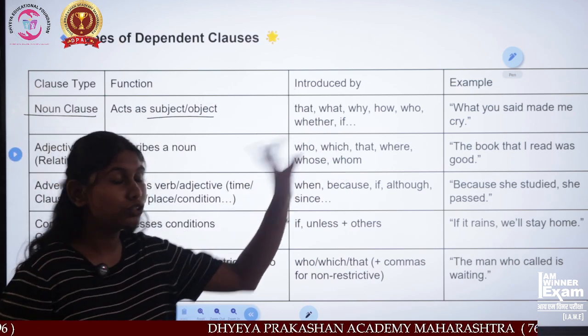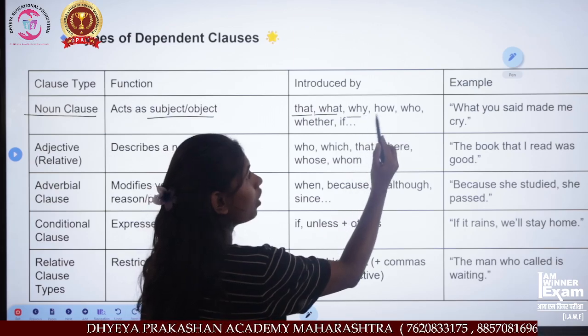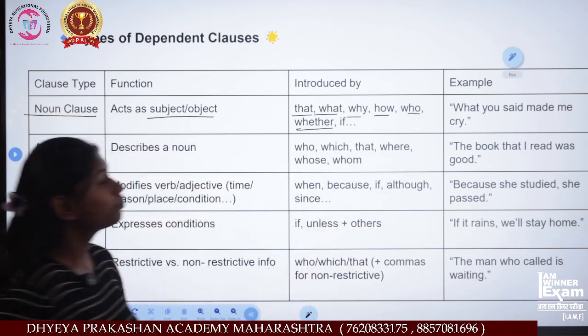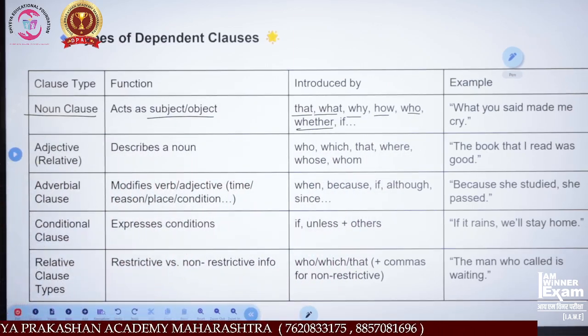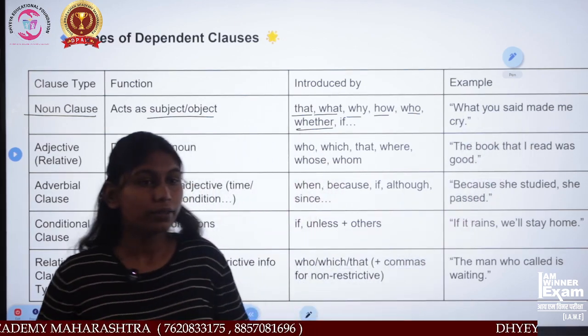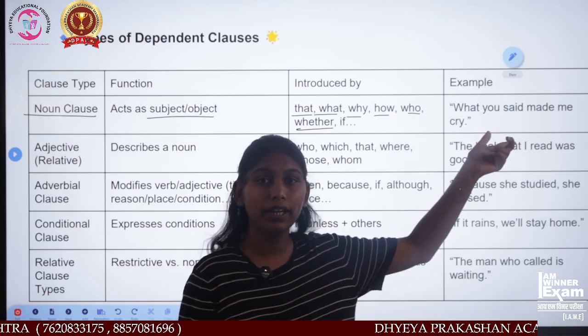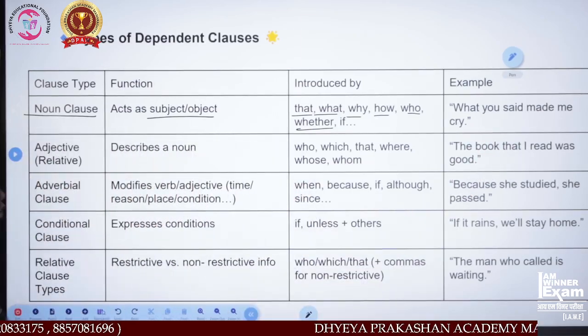It is introduced by these words: that, what, why, how, who, whether, if. Here is an example: what you said made me cry. This is a dependent clause.